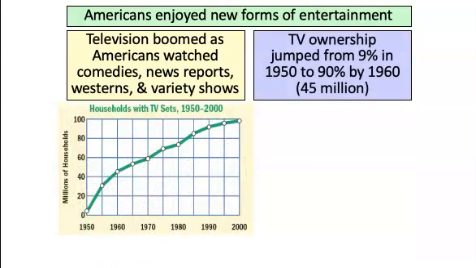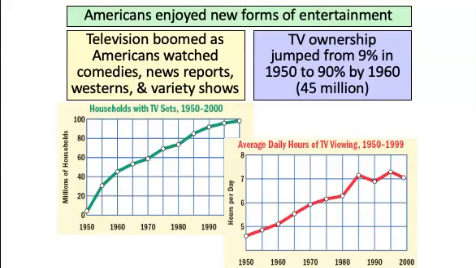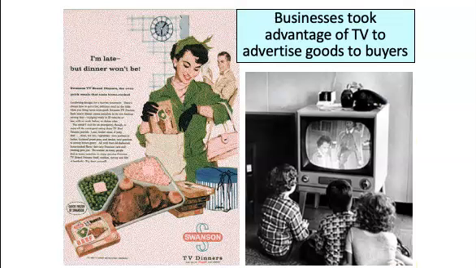all become incredibly popular during this particular time. And TV ownership is pretty widespread. It's very ubiquitous. 9% in 1950 to 90% by 1960. And you can see just on the charts, not only the households with TV sets and how that's going up, but also the average daily hours of TV viewing. Americans, by 2000, were watching on average almost 7 hours of TV per day. Businesses took advantage of this by oftentimes using television to advertise their goods to buyers.